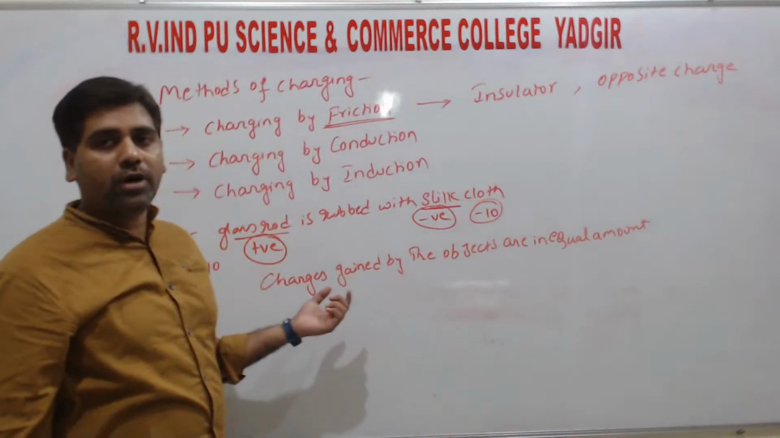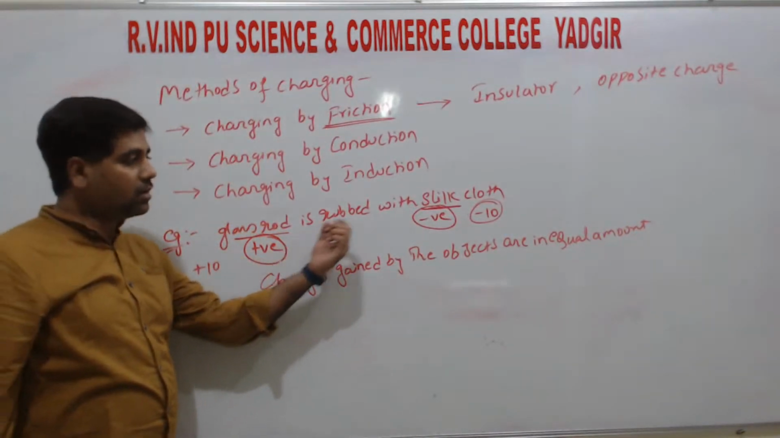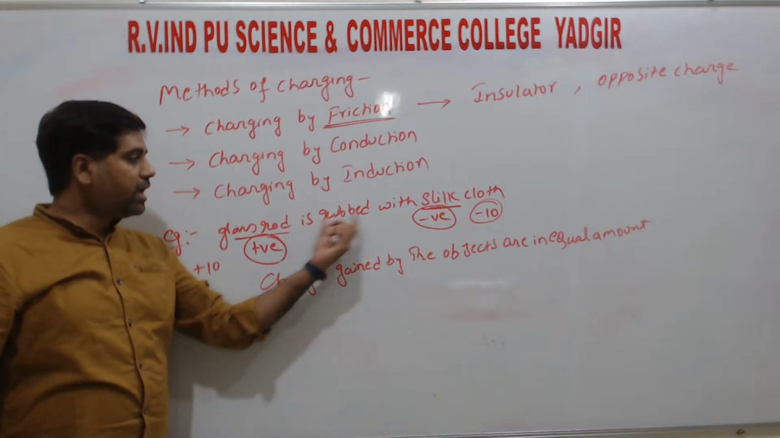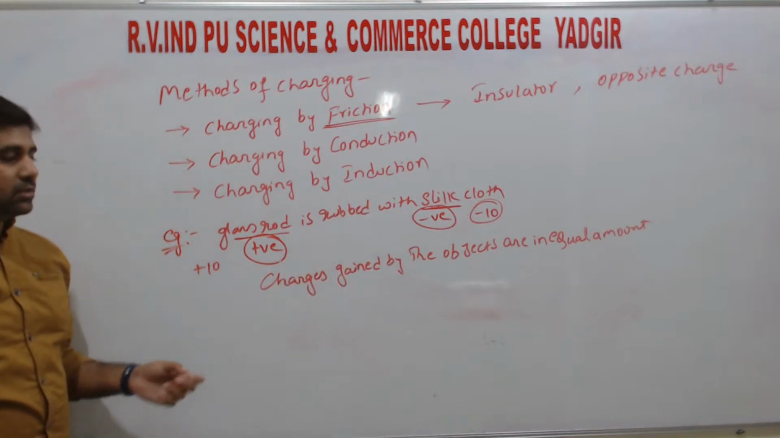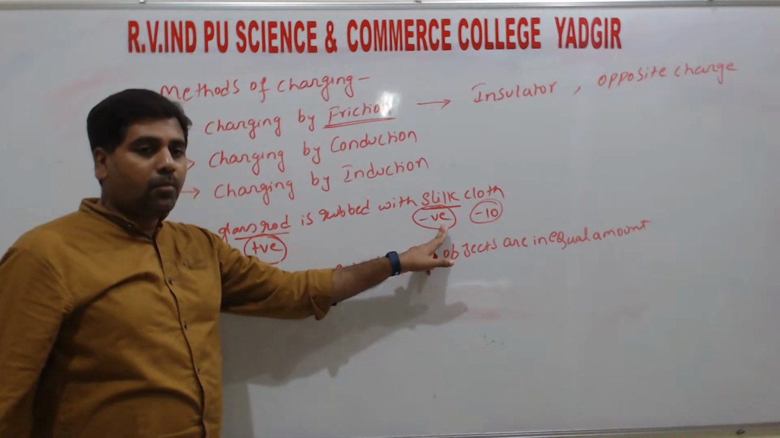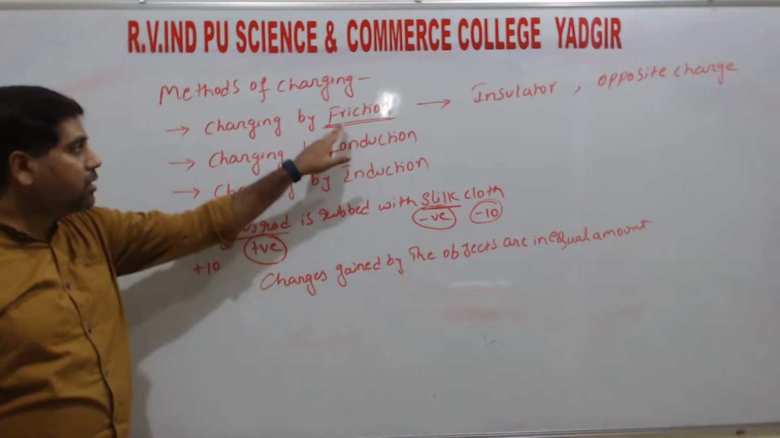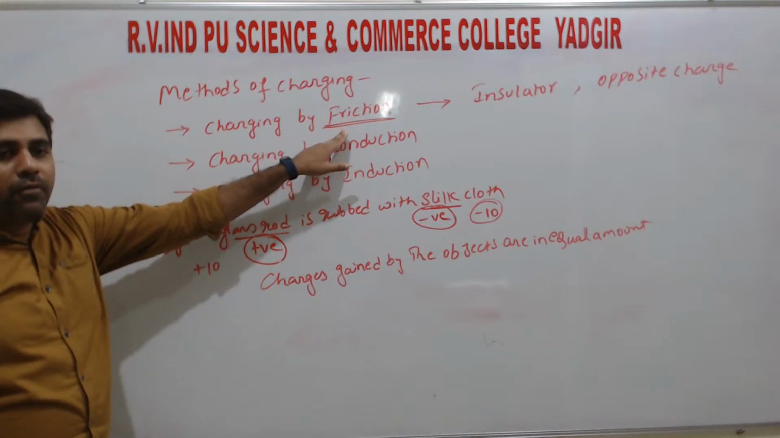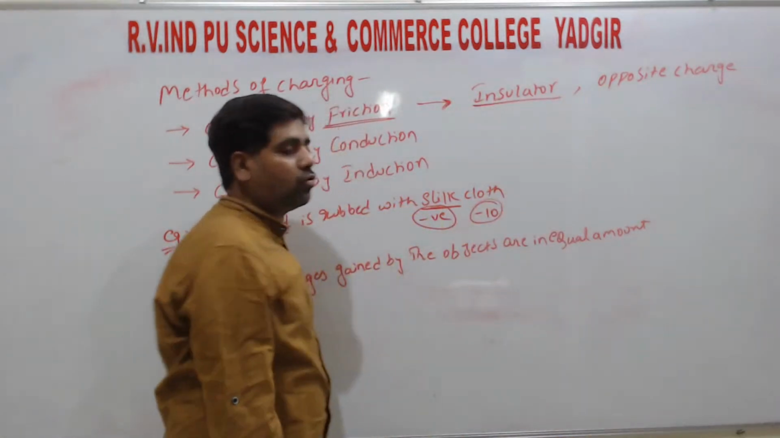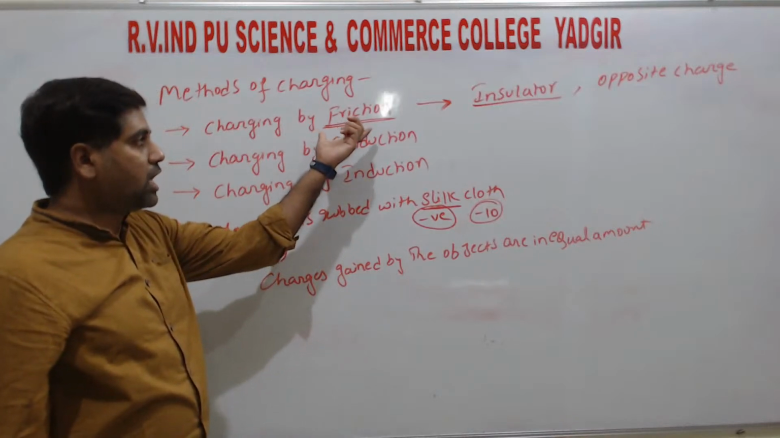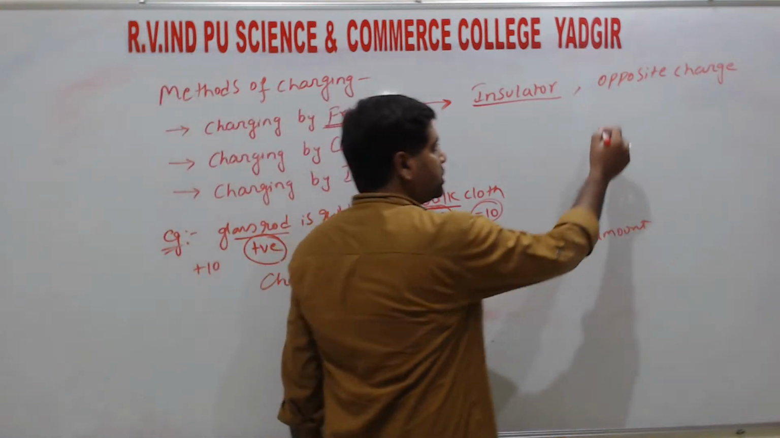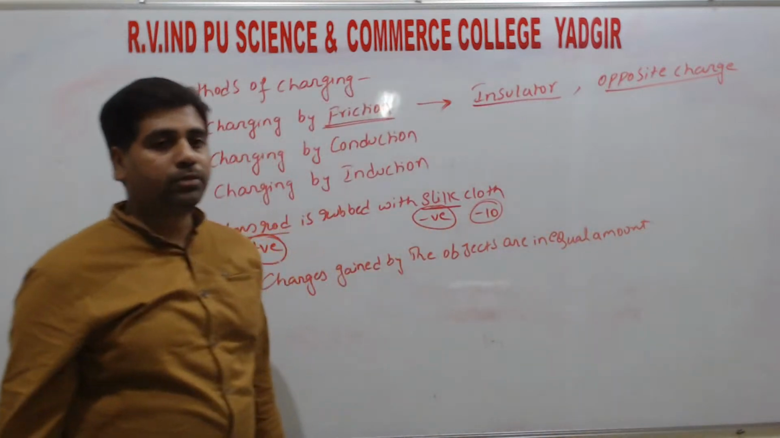If we rub two bodies, one body will gain one kind of charge and the other body will gain the other kind of charge. If one gets positive, the other will be negative. There is no gaining of the same charge by both materials. If we rub the glass rod with silk, the glass rod is positive, but the silk will not be positive. Important: it takes place only in insulators. The best way to charge insulators is by friction, and opposite charges will be gained on both objects.